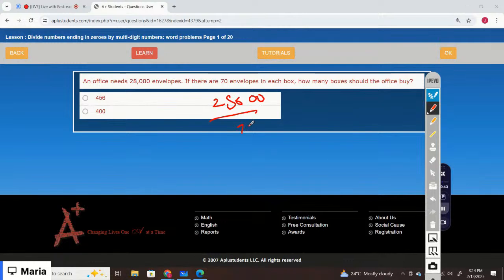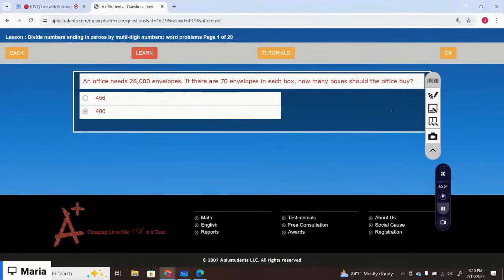28,000 divided by 70. So 0 and 0 cancel out. You have to count the table of 7 until 28. Seven times 4 is 28, and you have still two zeros because only one you have to cancel out. That is 400. Option number 2 is the correct option.